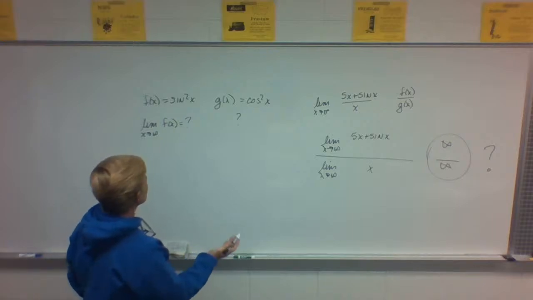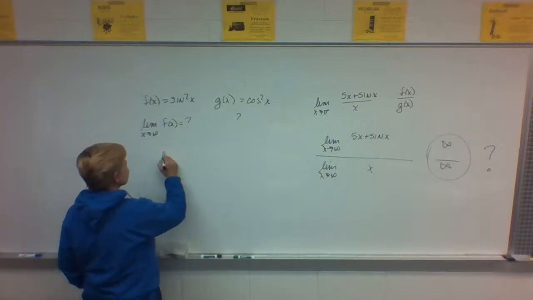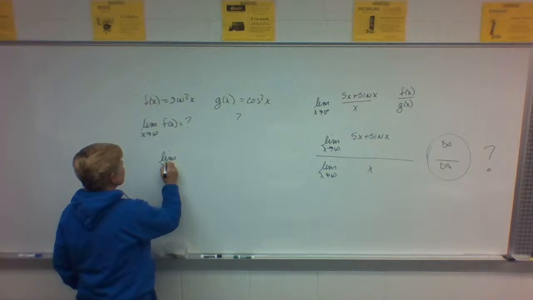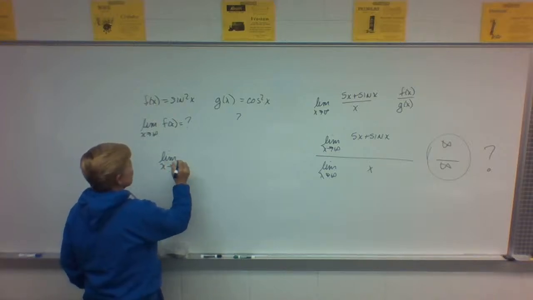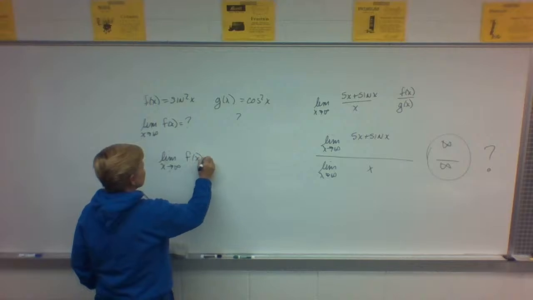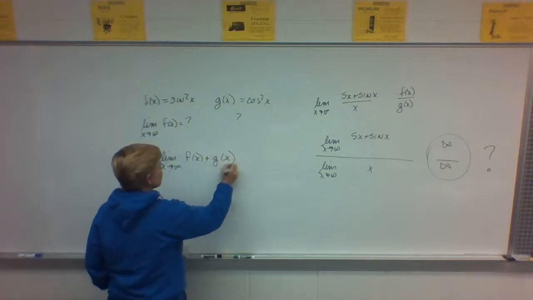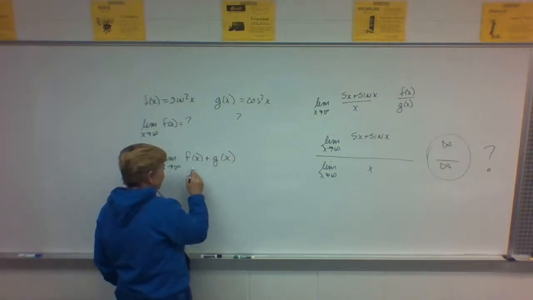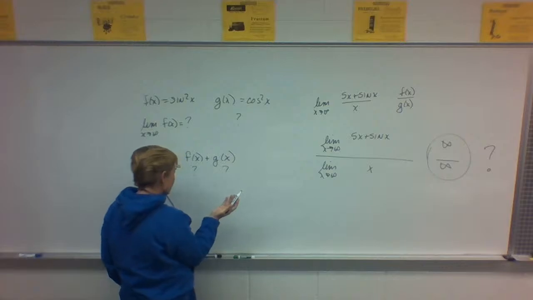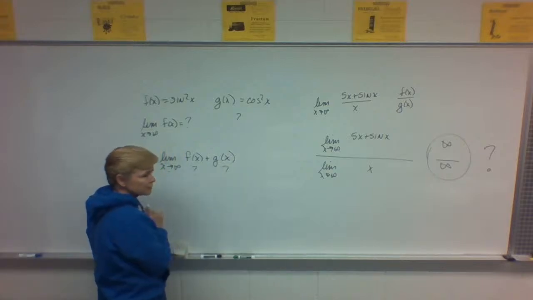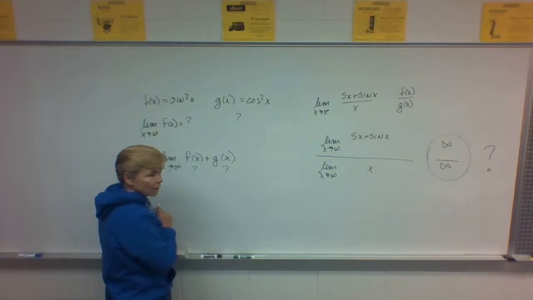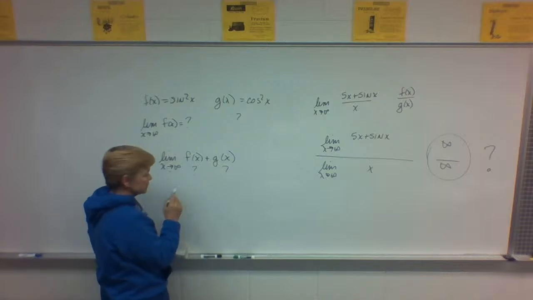So according to our properties, you can't take the limit as x goes to infinity of f of x plus g of x, because that would be we don't know plus we don't know. However, we know what this is. One. It's 1. Yes. It's one of the Pythagorean identities, but okay.